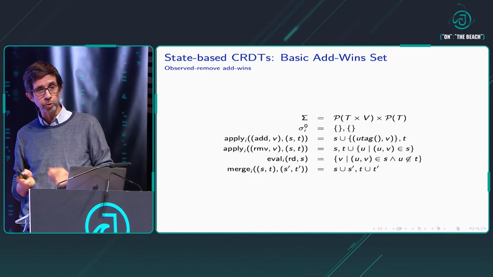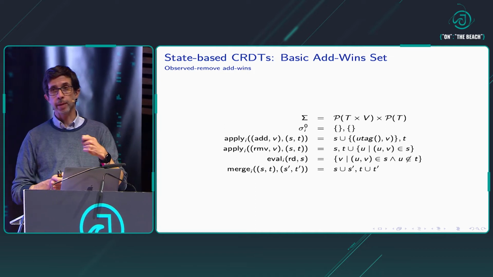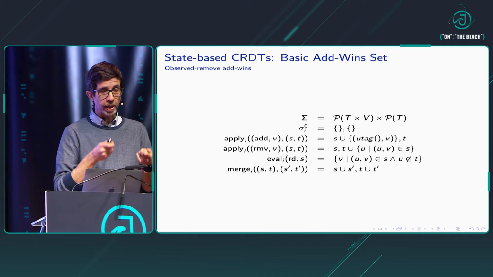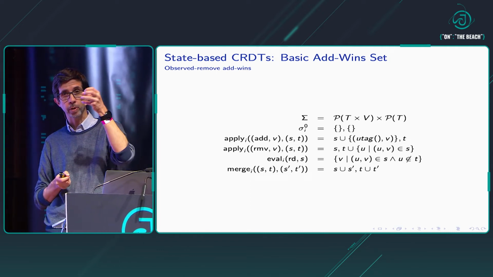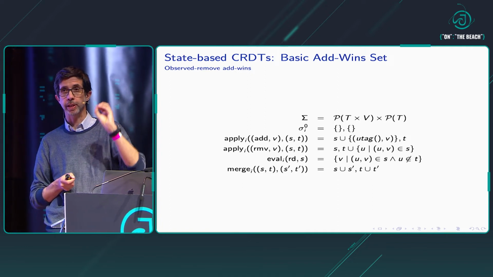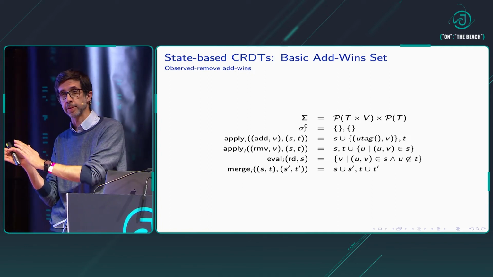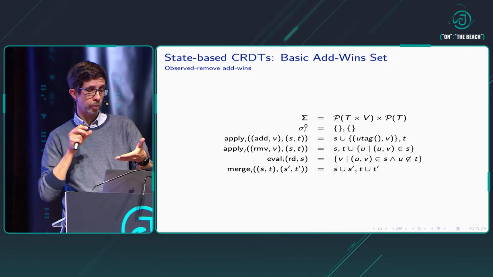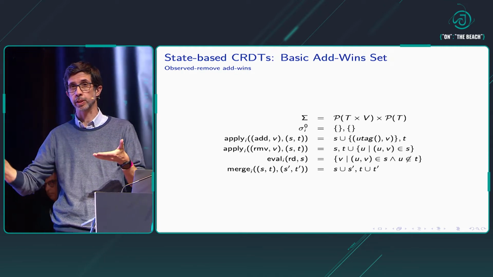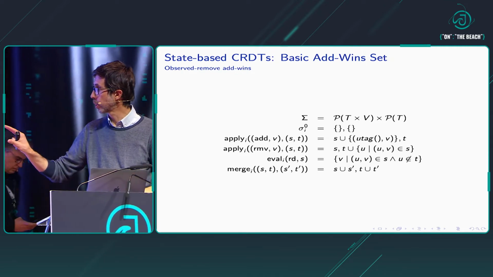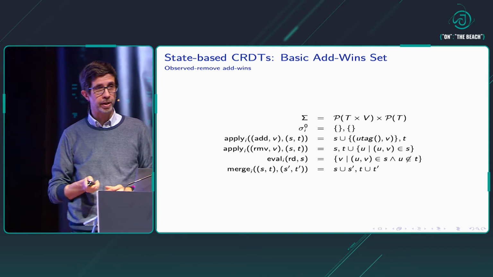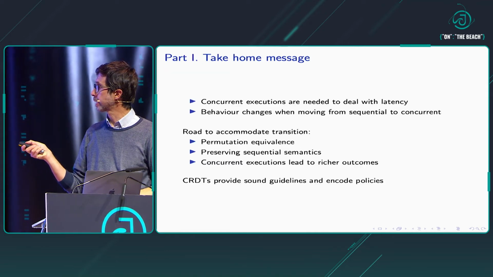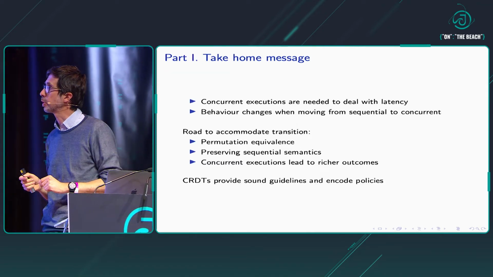The way to implement this is that each time you add an element, you must create a unique tag that goes with the element. And each time you try to remove something, you must collect all the unique tags that you had with the element, and you put them in the tombstone set. You are only going to present to the user the elements that are added and whose tags have not been collected in the tombstone set. So this specification works for that, and the merge is very straightforward. I'm going to skip quickly the remove win set and stop with this take-home message.